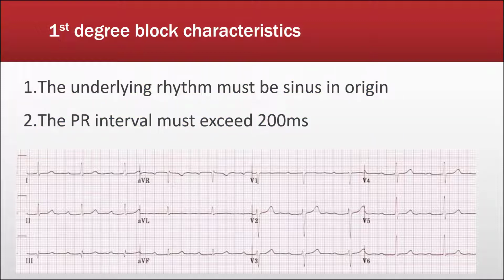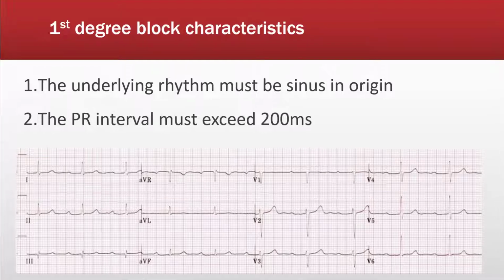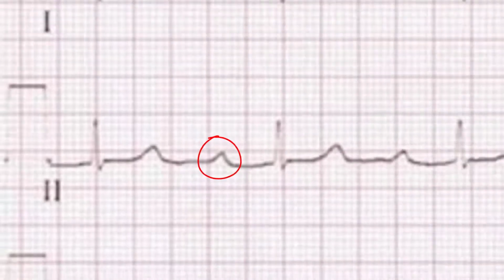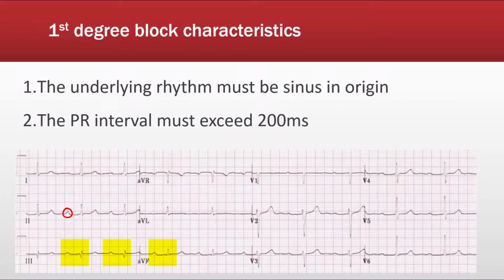So let's look at this rhythm here. It's a regular rhythm with an underlying rate of 55 beats a minute. The upright and rounded P waves in lead 2 and the 1-to-1 conduction ratio between the P waves and the QRS complex indicate this is a sinus rhythm. Now, the rate is bradycardic, so we may call it a sinus bradycardia, but in essence, it's still a sinus rhythm.